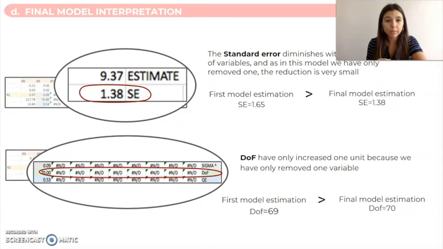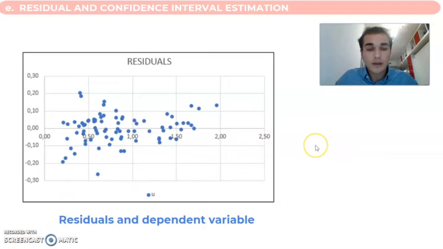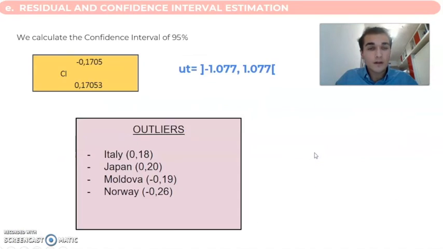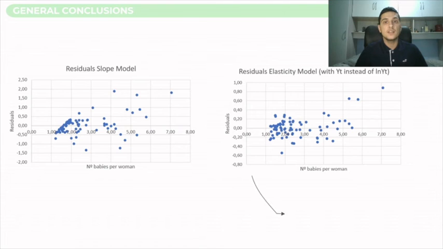As we have only removed one variable, the standard error reduction is very small, and the degrees of freedom increase only by 1 unit. Finally, sigma stays the same with a small value, as well as quadratic error, which indicates that our model is quite accurate. After the calculation of the residuals, the representation tells us that the heteroskedasticity problem has been solved. Here we have the confidence interval, and there are also 4 outliers. In order to compare the models, we have eliminated the logarithm by applying this equation, so now we have the same dependent variable. We conclude that the results of the residuals estimation are very similar in both models.